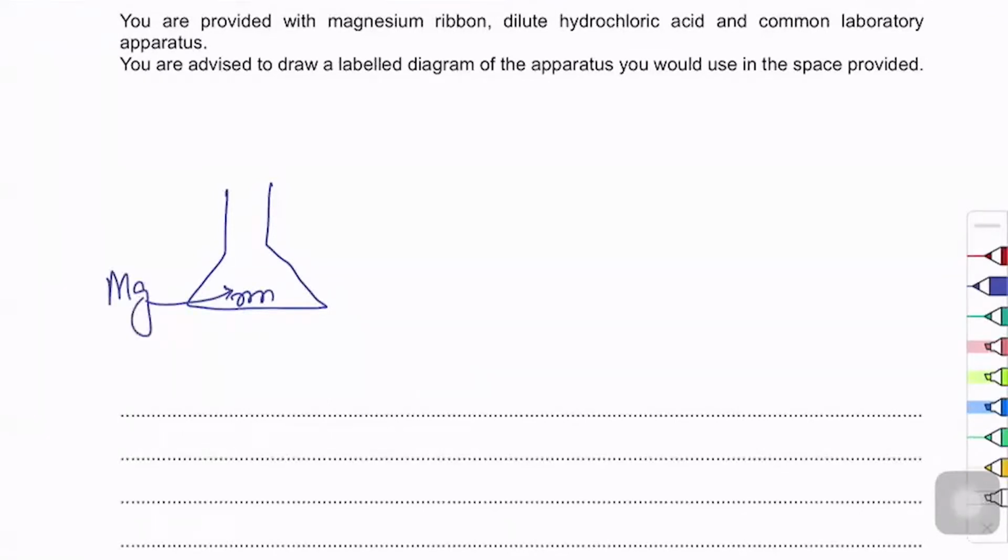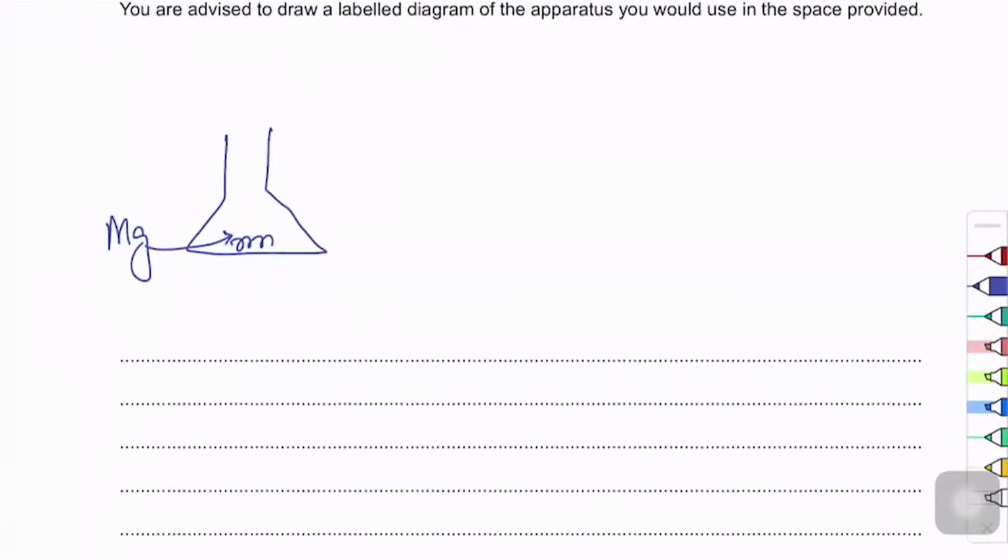I'm going to add acid from the top. I could use a thistle funnel. I could use any other funnel. I could just say add HCl. I don't want to draw that. It's up to me what I do. I could use a tap funnel as well. So it's totally my choice. I'm going to use a tap funnel. So it has a tap and it's a funnel. Of course, it's much easier to pour acid in there.